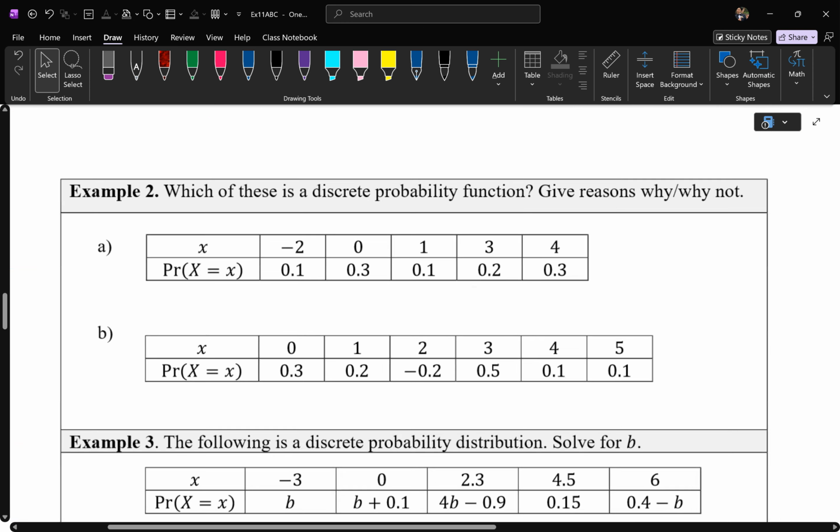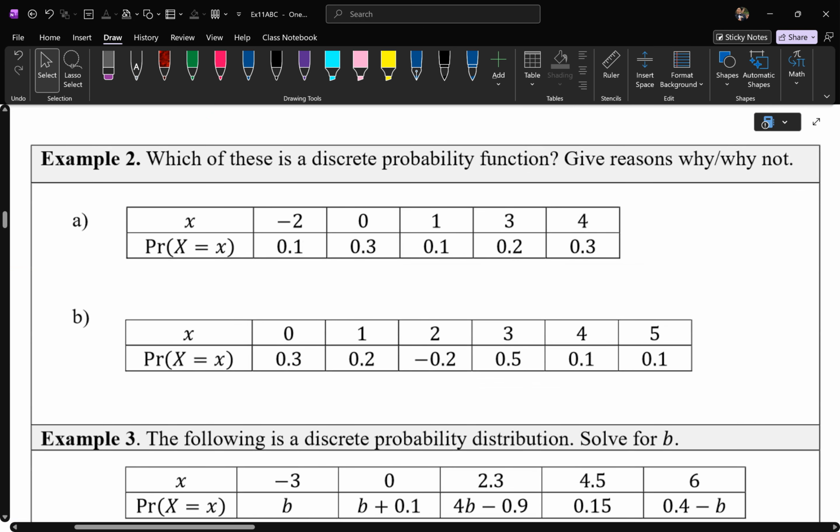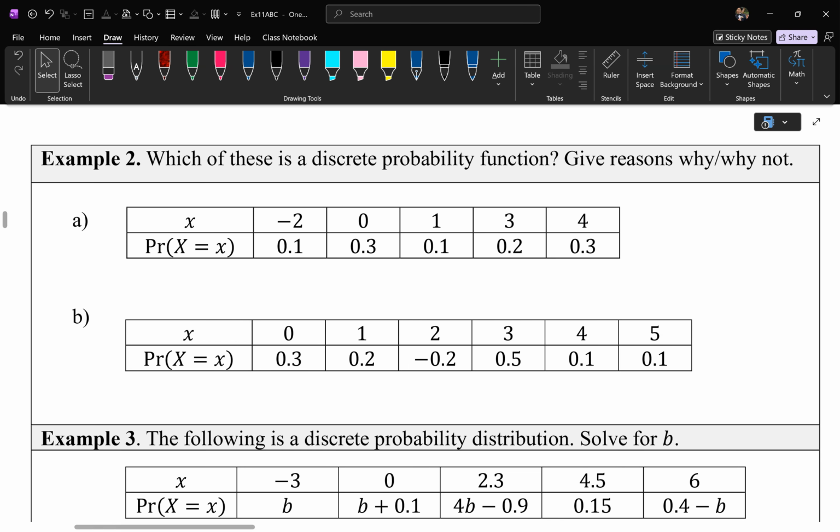All right, let's do an example. Let's see if you understand this. So here's a table. This is a distribution table. Which of these is a discrete probability function? I'm going to pause the video.